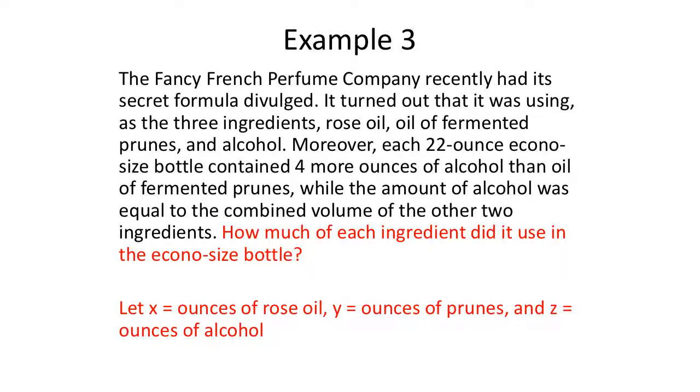The fancy French perfume company recently had its secret formula divulged. It turned out that it was using, as the three ingredients, rose oil, oil of fermented prunes, and alcohol. Moreover, each 22-ounce econo-sized bottle contained 4 more ounces of alcohol than oil of fermented prunes, while the amount of alcohol was equal to the combined volume of the other 2 ingredients.